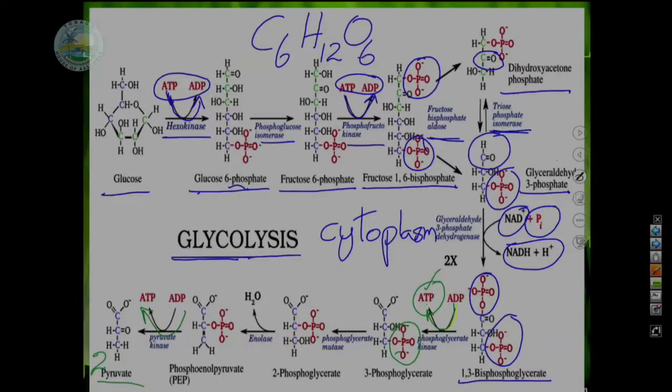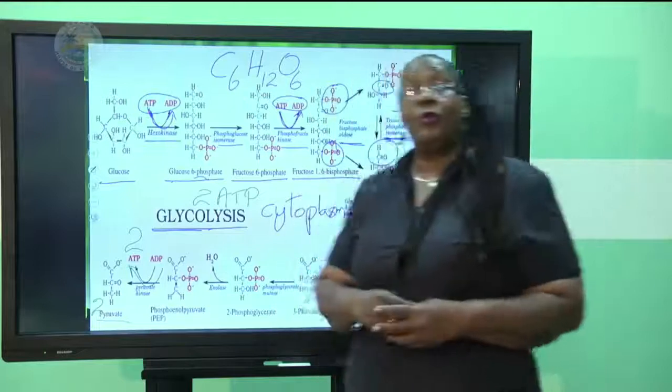So what is the input? You are putting in two ATP molecules. You are investing two ATP molecules. And you are gaining four ATP molecules because you have two here and you have two here. So you have four ATP being gained. But since you invested two and you got four, the net gain from glycolysis will be two molecules of ATP. This is the net gain of ATP. Now you will appreciate when we do anaerobic respiration, that this is all the ATP we will get from converting one molecule of glucose.